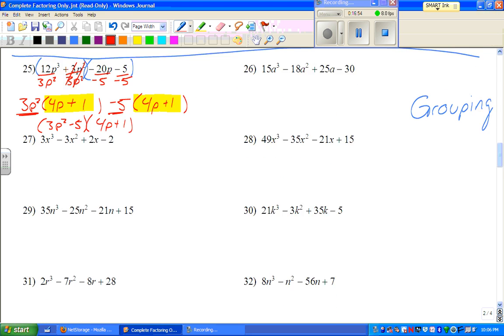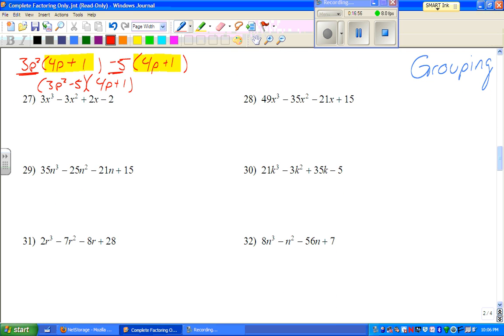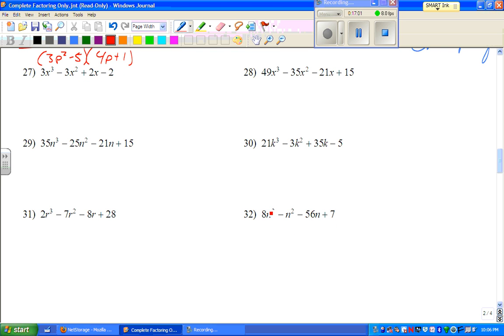Alright, home stretch. Let's do one more. 32. I've got 4 terms. 1, 2, 3, 4. So let's group them. Group the first 2, group the second 2. What can you take out of the first 2? You can take out n squared from the first 2. So, if you take out n squared, let's figure out what's left. Over here, the first term you'd be left with 8n. And then over here, n squared and n squared would cancel. But I need something, anything divided by itself is 1. So 8n minus 1.